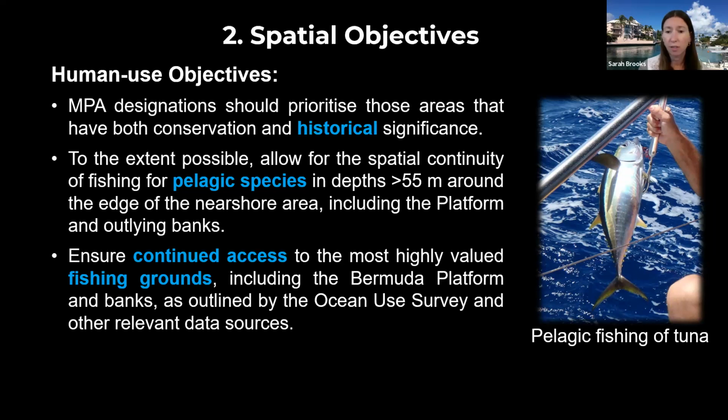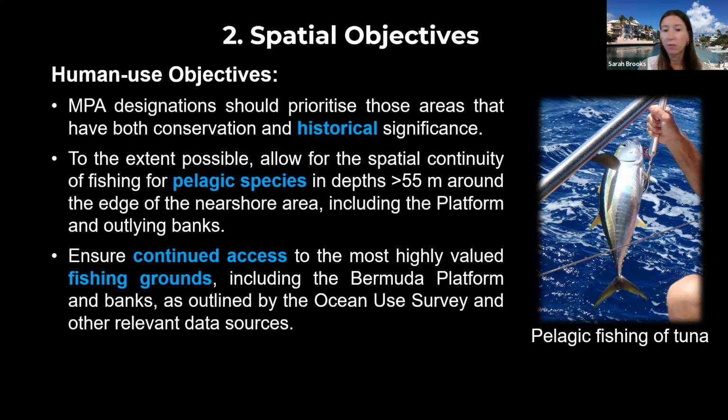So there's a spatial objective to maintain spatial continuity to the fishing for pelagic species in those deeper depths of 55 meters or more around the edge of the platform and banks. And also an additional objective that recognizes that other areas of the platform are also utilized by our fishermen. So this objective states to ensure continued access to the most highly valued fishing grounds.